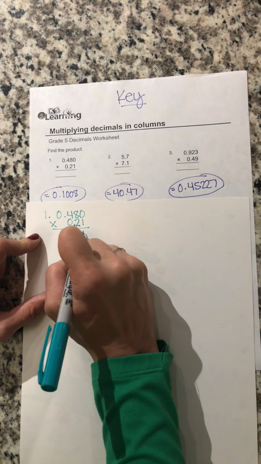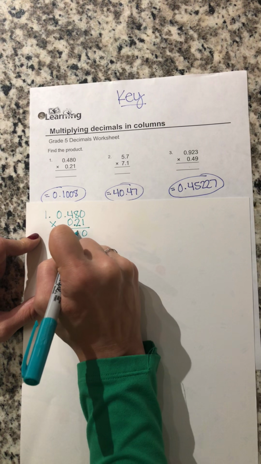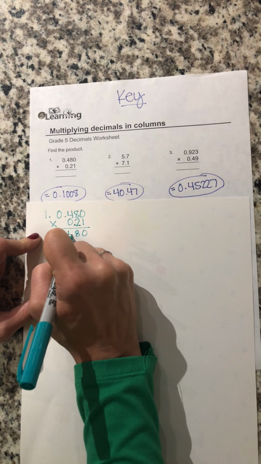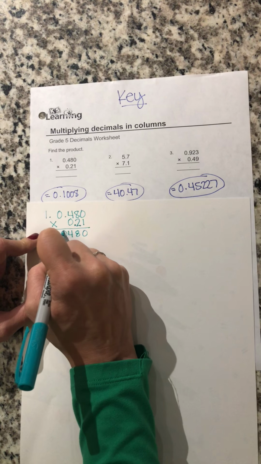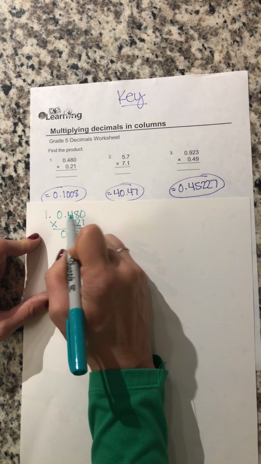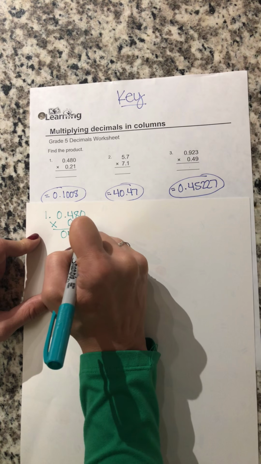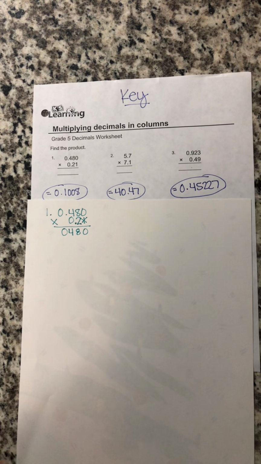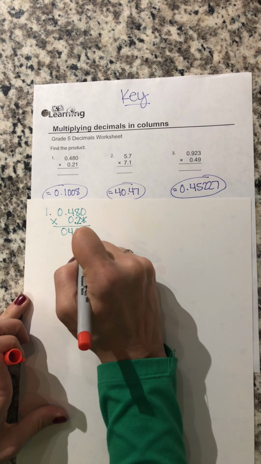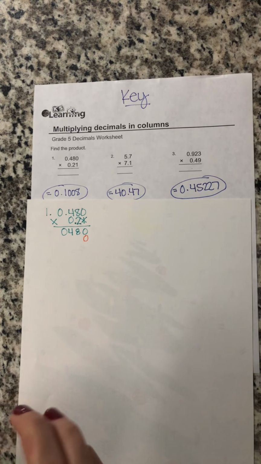So 1 times 0 is 0. 1 times 8 is 8. 1 times 4 is 4. 1 times 0 is 0. I have now multiplied everything on the top by the 1, so I am done with that. In order to hold its place, I'm going to put a 0 there and move on to the next number, the 2.